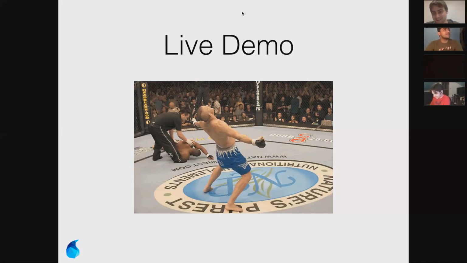Am I sharing my screen still? I'm not sure how to get rid of it. If you hover over your screen at the very bottom, you should see a little button that says Stop Screen Share. I think it might be actually at the top. At the top, sorry. Yep. Oh, okay, cool. There you go. Cool. Good stuff.